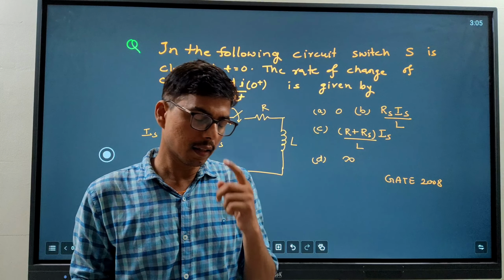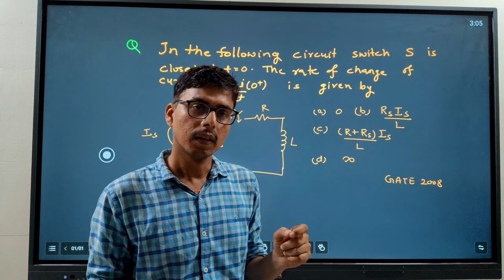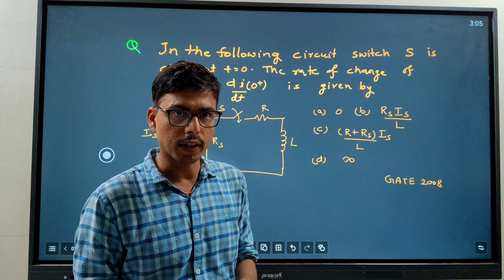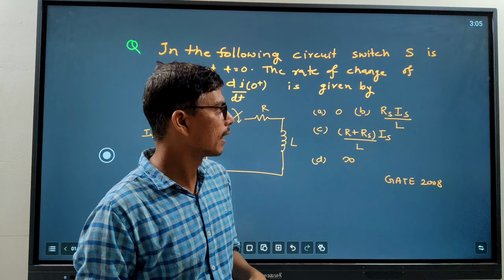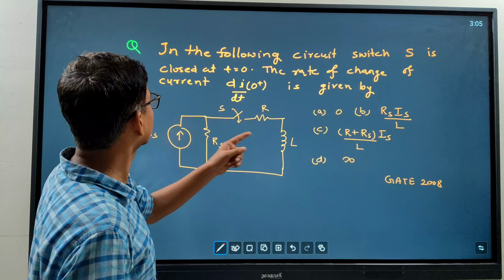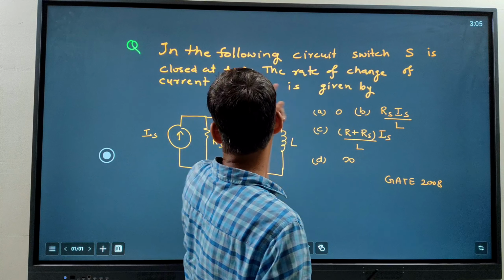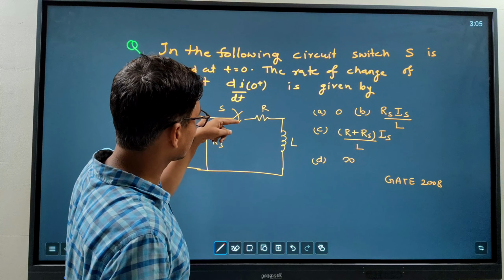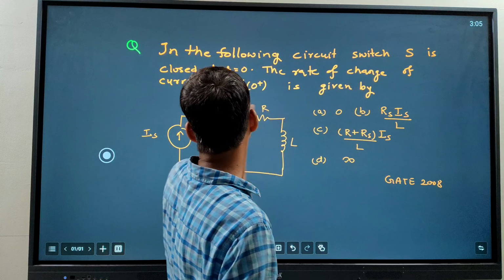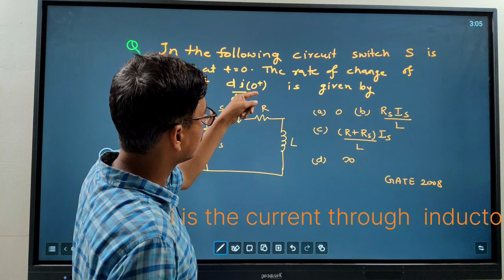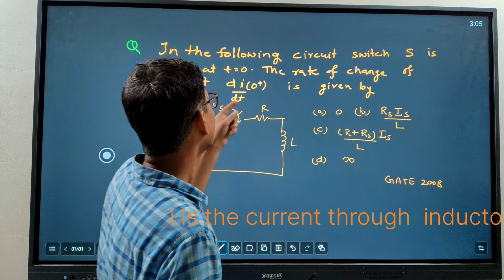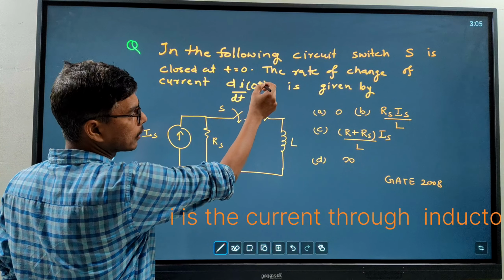Today in this lecture we will solve some network theory questions based on transient analysis. So this is the question: in the following circuit, switch S is closed at t equals 0. This is the switch. The rate of change of current di/dt at 0 plus is given by... We have to find the rate of change of current at 0 plus.